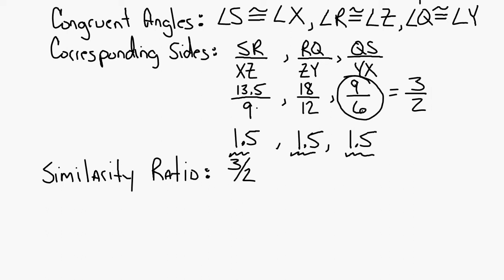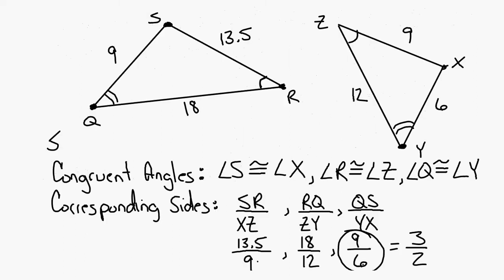And now we're going to write a similarity statement. I'm sorry, not a similarity ratio, a similarity statement. But we're going to do it up here so we can look at the triangles when we're writing the statement. You can only do this if they're similar, right? Correct. Now, if the ratios weren't all the same, then you would stop and you would just say that the polygons are not similar.